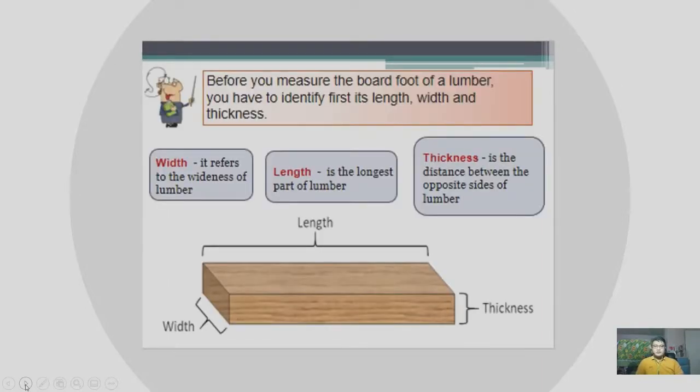Before you measure the board foot of a lumber, you have to identify first its length, width, and thickness. Width refers to the wideness of a lumber. Length is the longest part of the lumber, and the thickness is the distance between the opposite sides of a lumber.